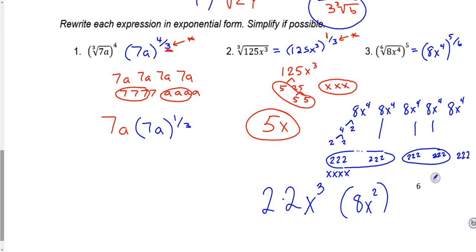So we're going to say we got 1 copy of this, and we want to take them out in groups of 6. So our final answer here would say 4x to the 3rd times 8x squared to the 1/6 power.